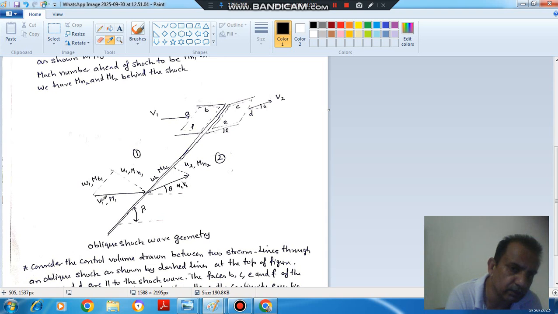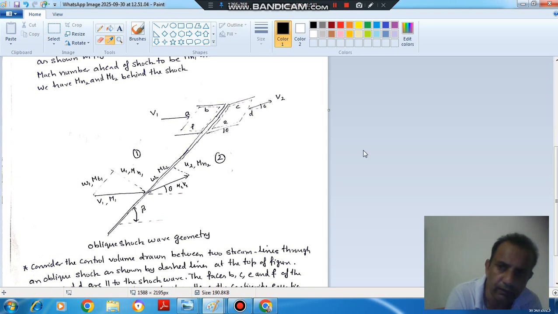Okay. So now initial velocity is V1, initial Mach number is M1, and after shock, or behind the shock, the Mach number is M2, velocity is V2. This is your shock wave angle, and this is the deflection angle. So now this velocity can be resolved into two components. One is along the shock wave, and other is perpendicular to the shock wave. So before shock, the perpendicular component is u1, and tangential component is w1. And after shock wave, the perpendicular component is u2, and tangential component is w2. Okay. So this is the geometry of the velocity.